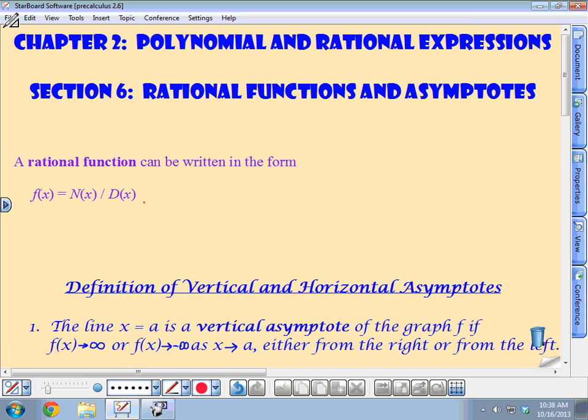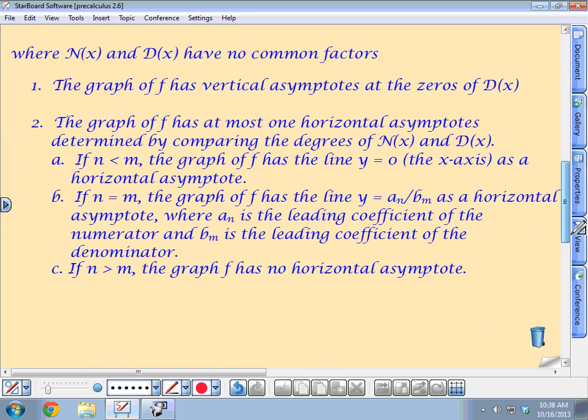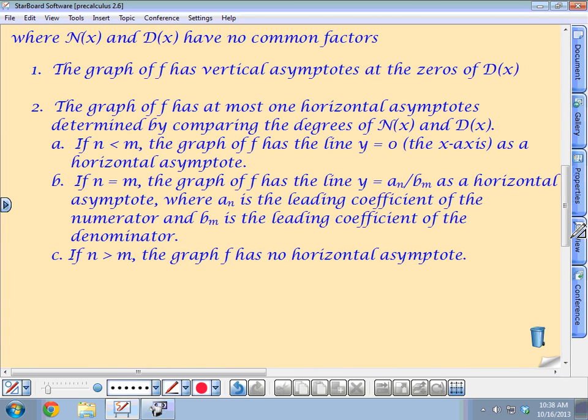Okay. So what does your rule tell you? Yeah, okay, I got it now. 0 or 1. I didn't realize there wasn't an x there. So what's my horizontal asymptote going to be? 0. The x-axis, right?